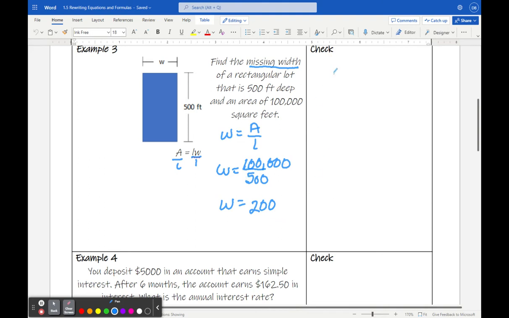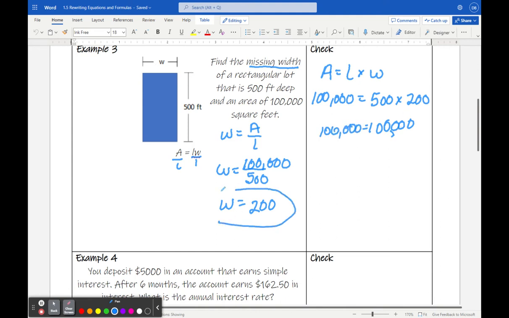I can check that. Go back to my area equals length times width. 100,000 is equal to 500 times 200. 500 times 200: 1, 2, 3, 4 zeros. And then 5 times 2 is 10. And 100,000 is equal to 100,000. So my solution is that the width is 200.